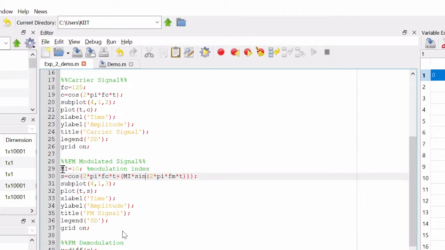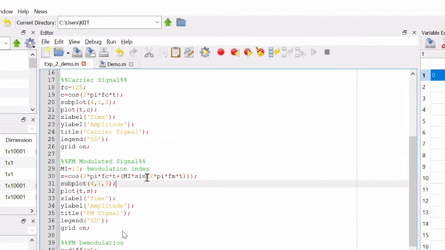Now I have defined a modulation index, and I'm putting the modulation index as 10. So we are going for wideband FM. And then comes the formula. This is the formula for FM modulation. If you have listened to the detailed discussion which Madam did, then it should make direct sense: cos 2 pi fct plus beta sine 2 pi fmt. This is what we actually generated, and that is what I have written.